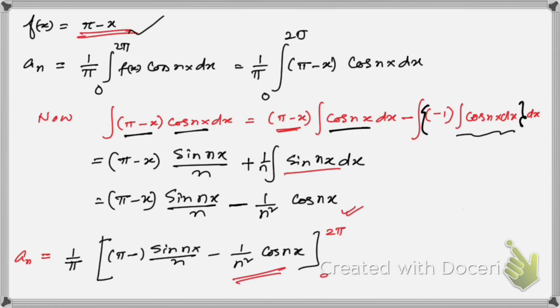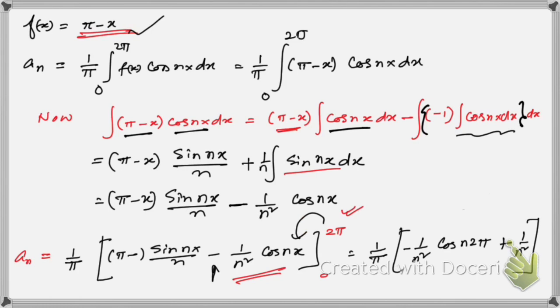So if you put that here, 1 by pi, first of all, minus 1 by n square cos n 2 pi, right? Then minus, again there is minus, so it will be plus 1 by n square cos 0. If x is replaced by 0, then you're going to get cos 0, and cos 0 is simply 1, so 1 into 1 by n square, I'll simply keep it as 1 by n square, right? So putting 2 pi here, we have got this result, and if you put 0, then you will get this, right? So hope you have understood this.